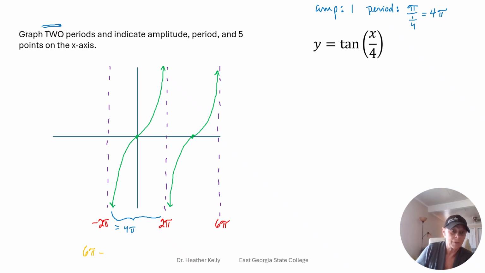6 pi minus a negative 2 pi equals 8 pi. That's cool because we needed 2 times the 4 pi. We needed a total of 8 pi area. So there's our 2 periods. The amplitude was 1, our period was 5, and let's get 5 points here. So let's figure out what these little middle points are. This is 0, right? And then this is going to be 4 pi. That hits all the important ones.